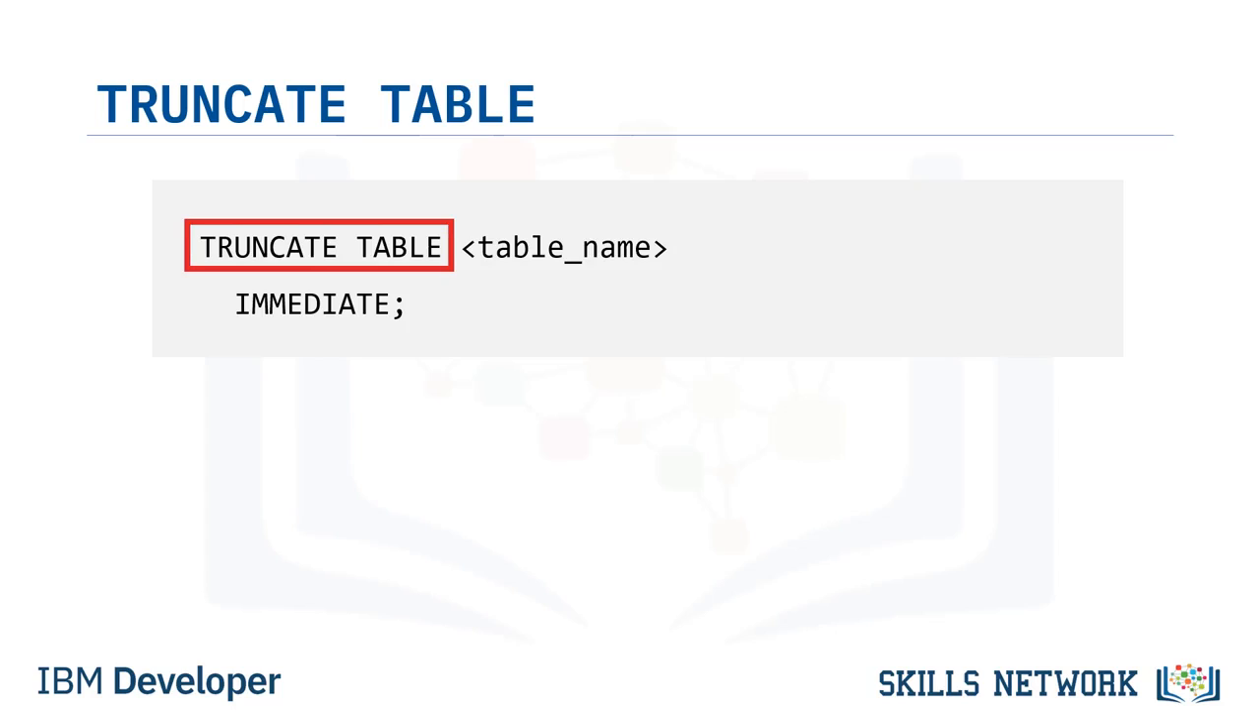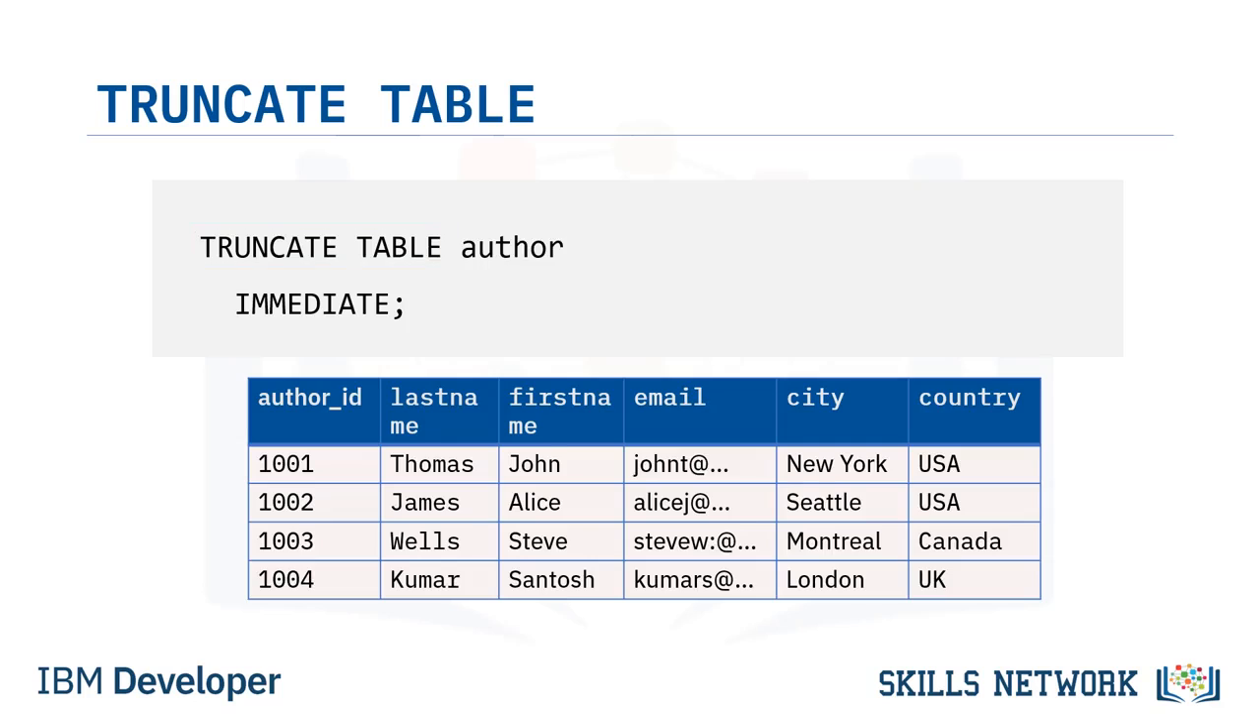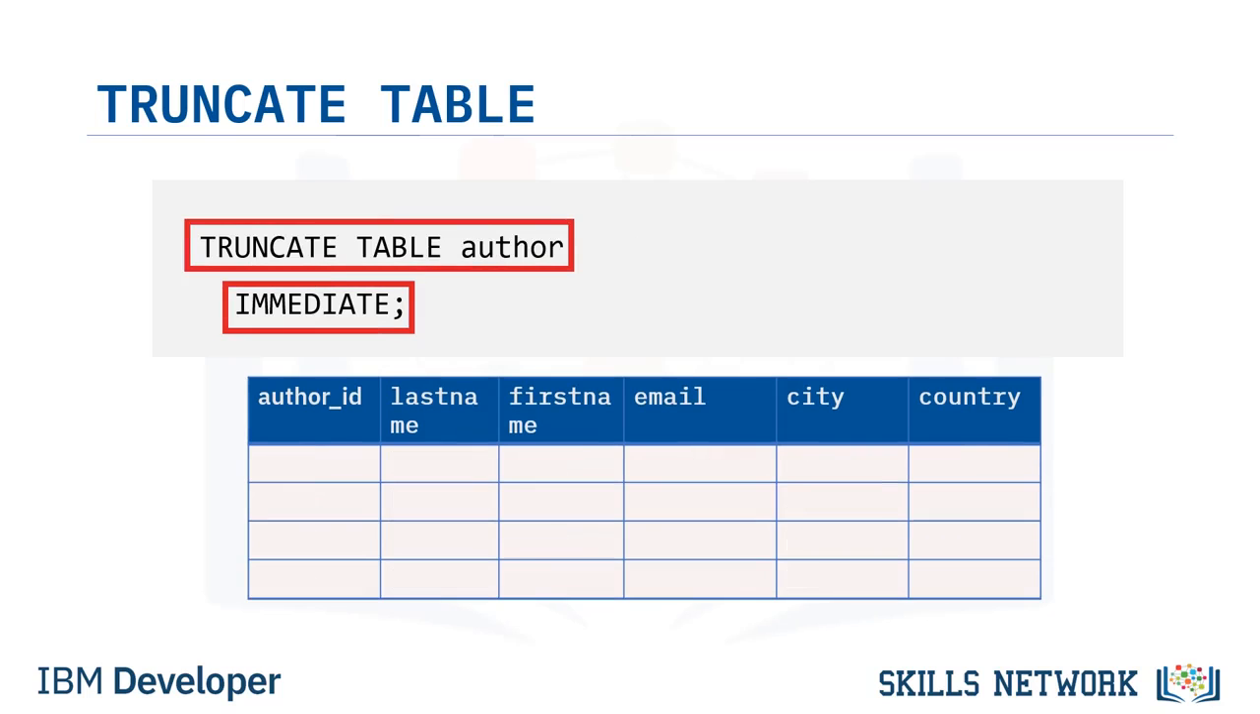The syntax of this statement is truncate table, table_name, immediate, semicolon. The immediate specifies to process the statement immediately and that it cannot be undone. So, to truncate the author table, you use this statement, truncate table author immediate, semicolon.